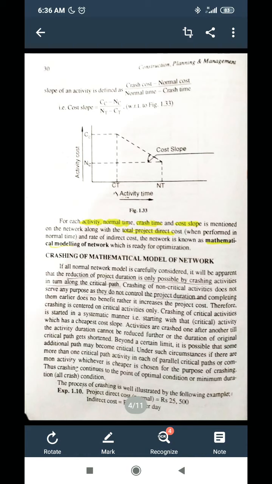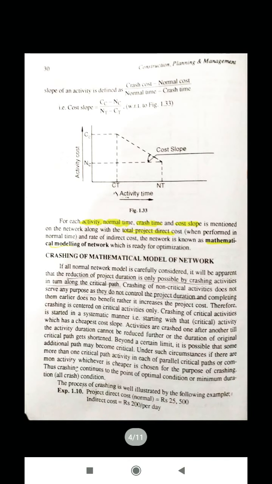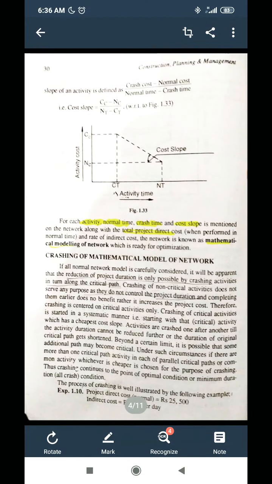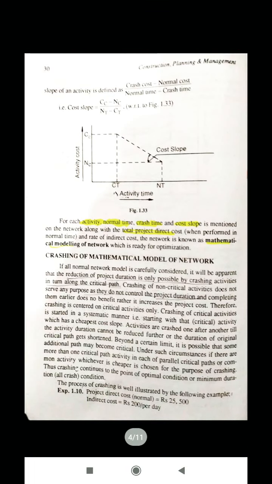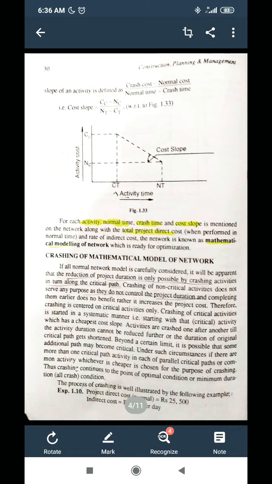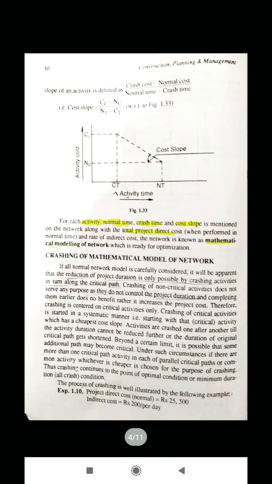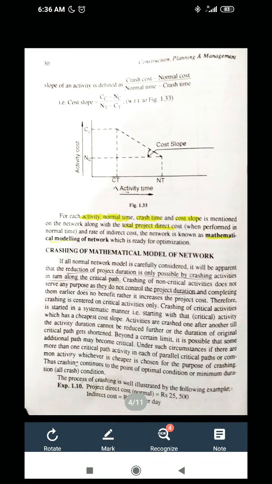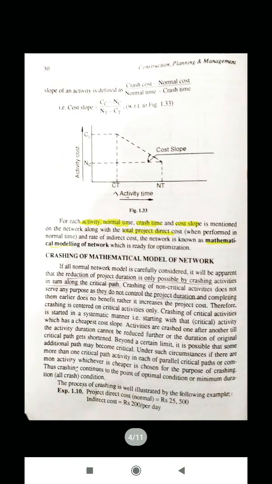So here in this graph we can see that here is the normal time for a particular activity. If we reduce this time to crash time, here we can see the cost has increased. Corresponding to this crash time, the cost is crash cost. Corresponding to this normal time, the cost is normal cost. So this slope is known as cost slope, which is the ratio of the difference in crash cost and normal cost to the difference of normal time and crash time.